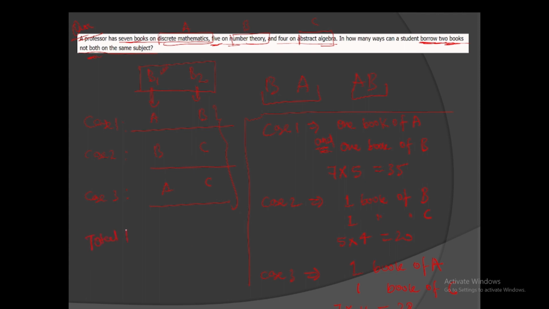Total number of ways a student can borrow 2 books will be adding all these cases, because case 1 is complete in itself, case 2 is complete in itself, and case 3 is complete in itself, because our action is complete, we have chosen 2 books, right? So adding all these cases, we get 35 plus 20 plus 28, and it is 83.